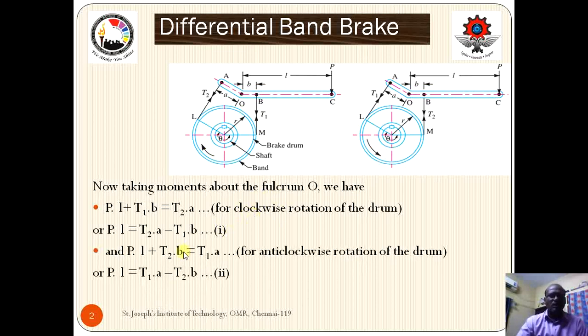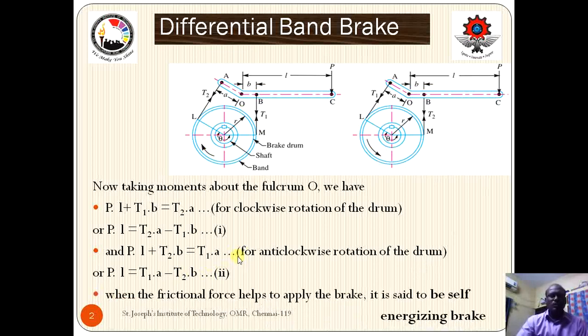Similarly, if it rotates anti-clockwise, now the drum exhibits more tension on T1, and the opposite is T2 here. Now P is rotating clockwise and T2 is also rotating clockwise. T1 is opposite to T2. So these two are acting in the same direction and this is in the other direction. So P into L plus T2 into B equals T1 into A. So P into L is equal to T1A minus T2B. If you are able to write this equation, you can easily solve the differential band brake problem.